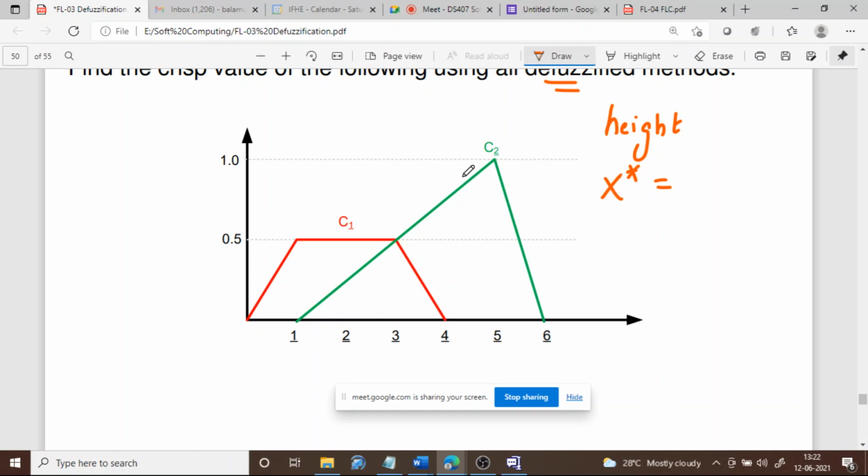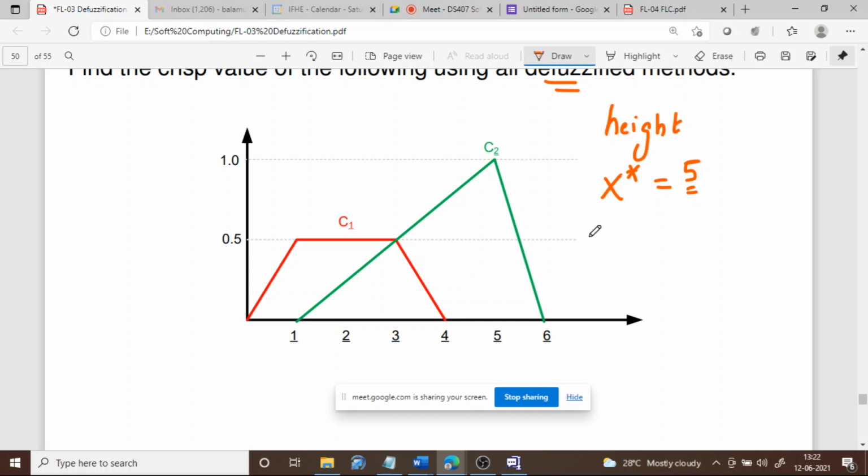5 and 1.0. Why 1.0, Gautam? Why are you saying 1.0? Yes, 5 is the output. We need only x, not y. For 5 it is giving 1.0, right? So the crisp value is nothing but 5.